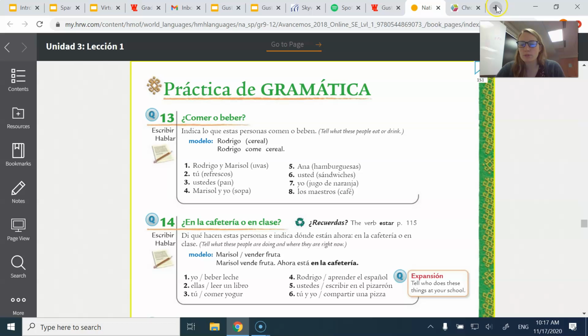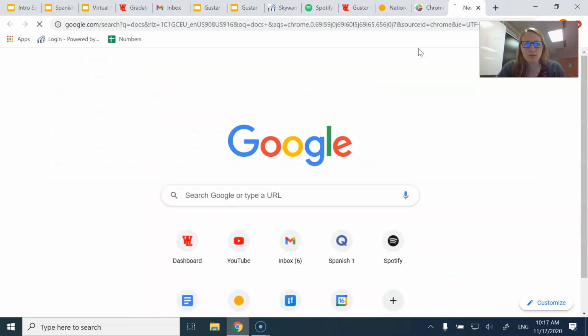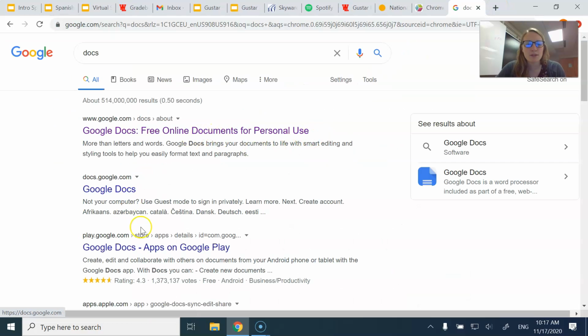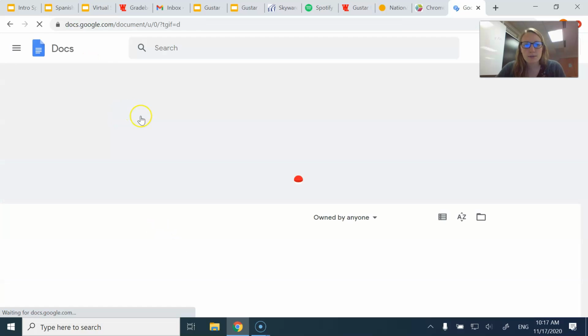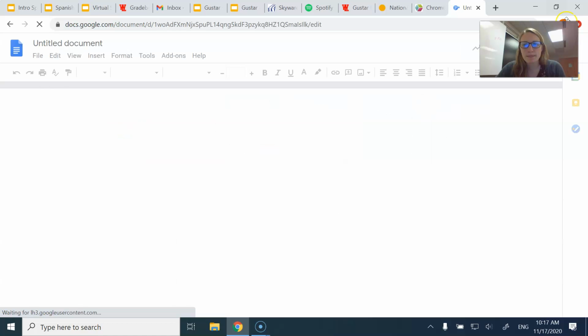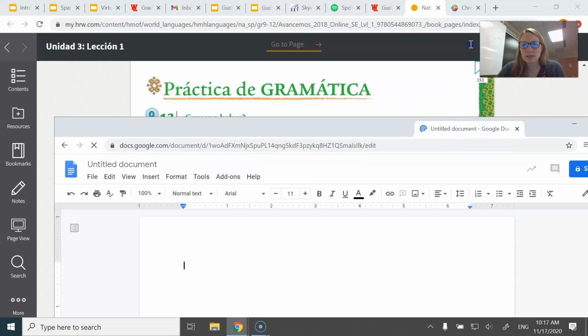Let me go ahead and pull up a spare Google Docs over here so I can write this down for those of us who are visual learners. Google Docs, blank, pull it off to the side.